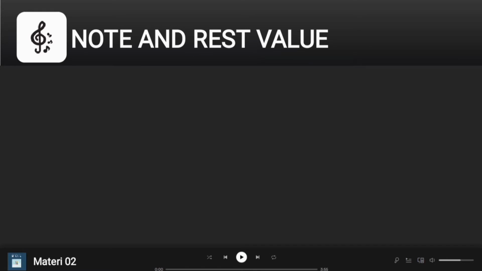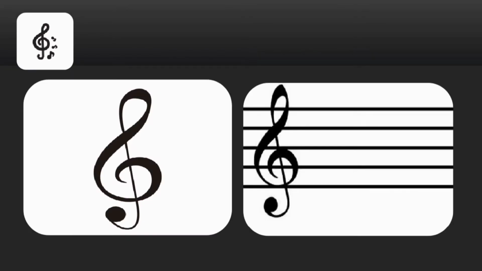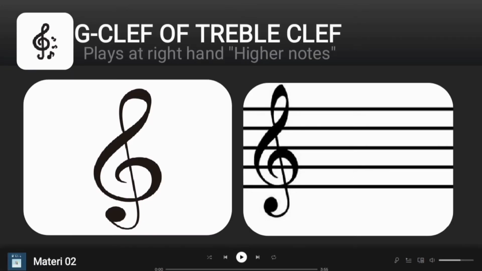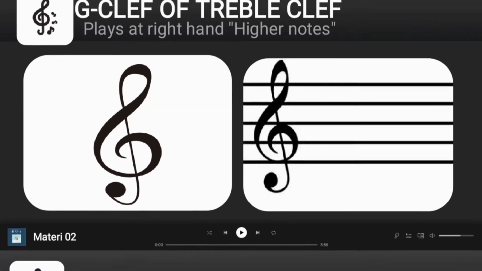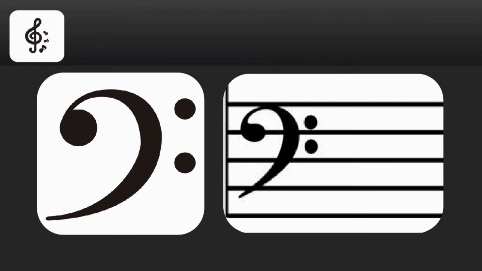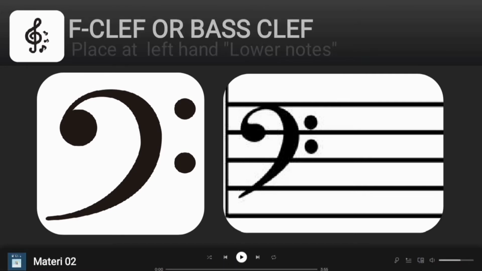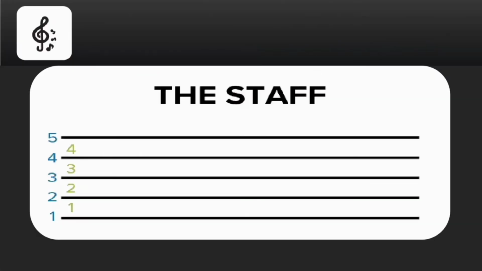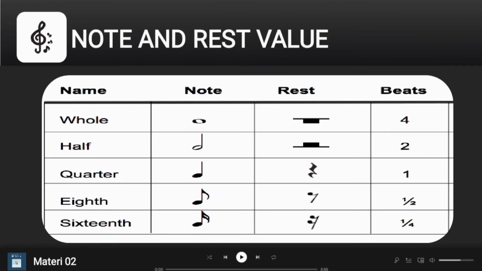So, ganyan. Okay, to sum up the music notation or musical terms, here are the symbols used in written music: the G clef or treble clef, the F clef or bass clef, the staff, and the notes and rest values.